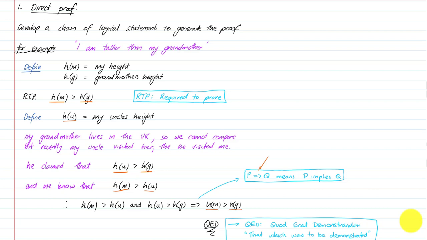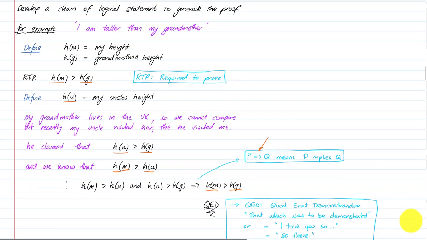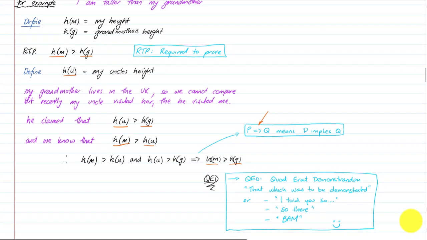But here's a really good example of our implied statement that P implies Q, or in this case, that HM being greater than HU and HU being greater than HG implies that HM is greater than HG. It's worth pausing now and taking some time to think about that. QED is shorthand for quod erat demonstratum, which is Latin for that which was to be demonstrated. Or, as I like to say, I told you so, or so there, or bam. Anyway, so that's our first proof and a bit of understanding.